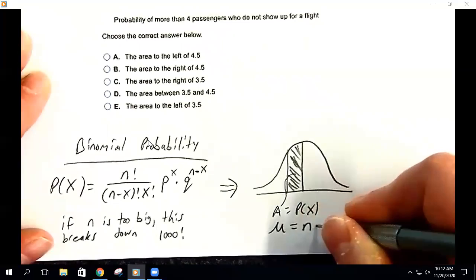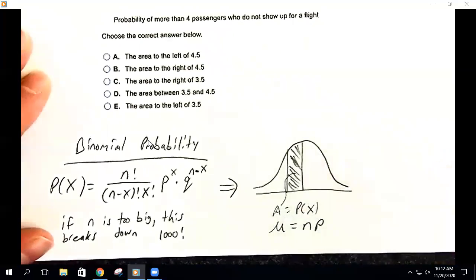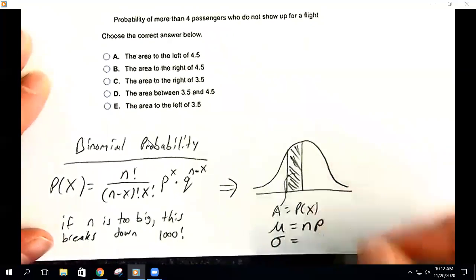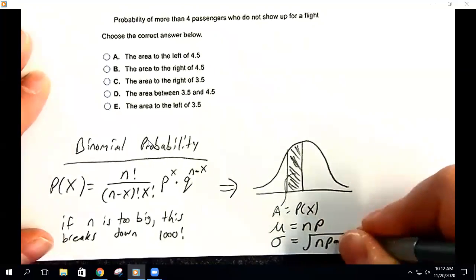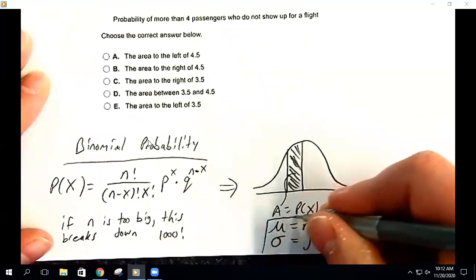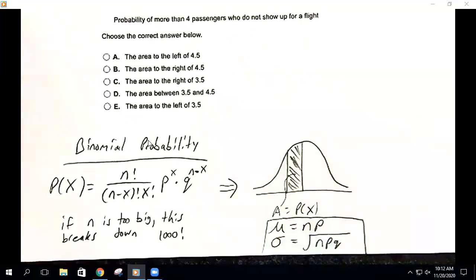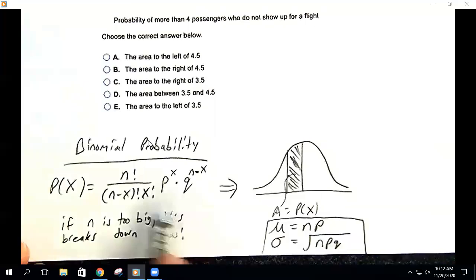So all we need to calculate an area of a normal curve is mu, the mean. And for binomial mean, it's just the number of trials n times the probability of success p. And then we need standard deviation sigma. And for binomial, that's just the square root of the number of trials n times the probability of success p times the probability of failure q. And we'll see lots of examples of calculating this formula throughout this section.